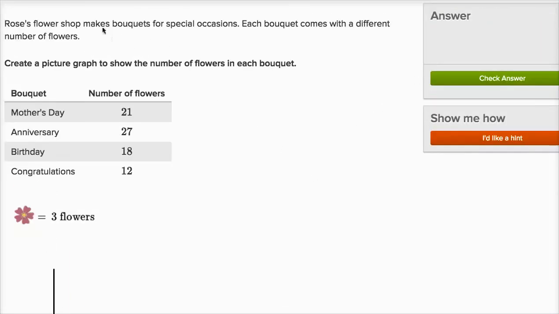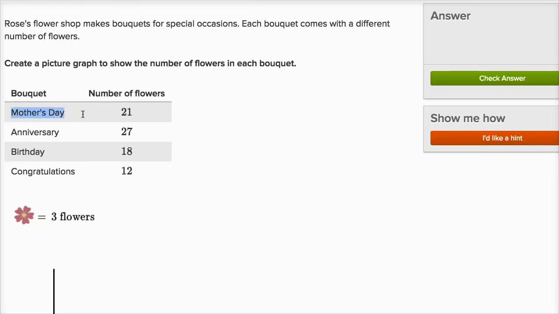All right, so now it tells us Rose's Flower Shop makes bouquets for special occasions. Each bouquet comes with a different number of flowers. Create a picture graph to show the number of flowers in each bouquet. So this is kind of like a bar graph, but instead we're going to use pictures, and each picture shows a certain number. So in this case, a picture of a flower represents 3 flowers.